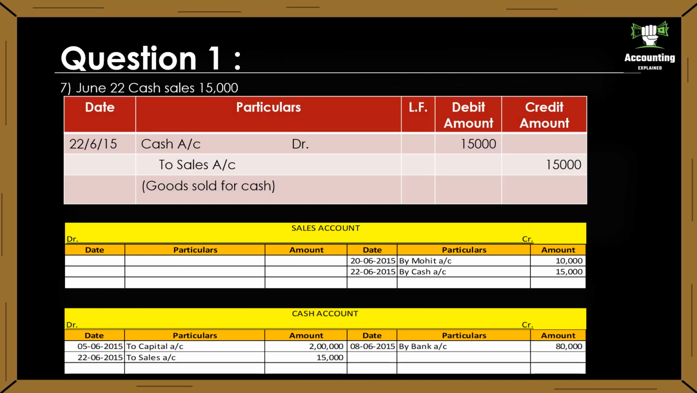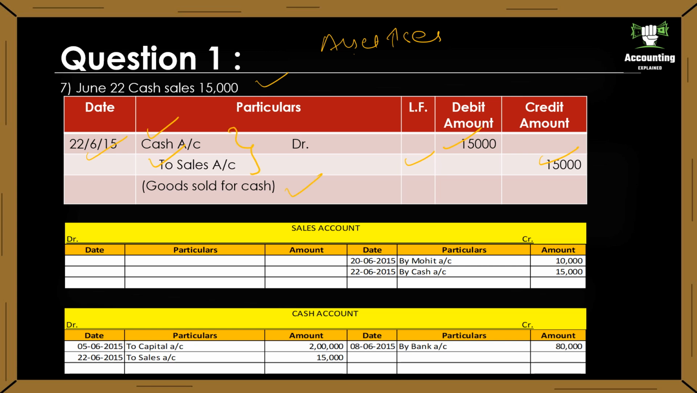Next, June 22 cash sales rupees 15,000. When you make cash sales, cash comes in. Cash is an asset. So when the asset increases, you have to debit it. 22/6/2015 cash account debit 15,000 rupees. Next, sales. Sales is an income. So when the income increases, you have to credit it, sales account 15,000 rupees. Goods sold for cash is the narration.